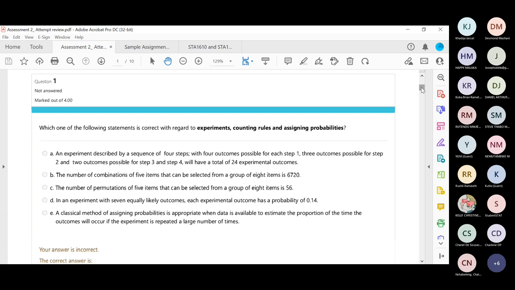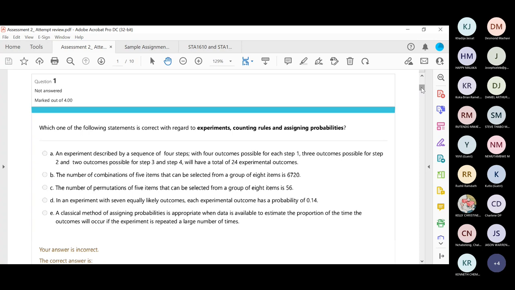Number B, the number of combinations of five items that can be selected from a group of eight will be 6,720. C, the number of permutations of five items that can be selected from eight items is 56. D, in an experiment with seven equally likely outcomes, each experimental outcome has a probability of 0.14. E, a classical method of assigning probabilities is appropriate when data is available to estimate the proportion of the time the outcome will occur if the experiment is repeated a large number of times.